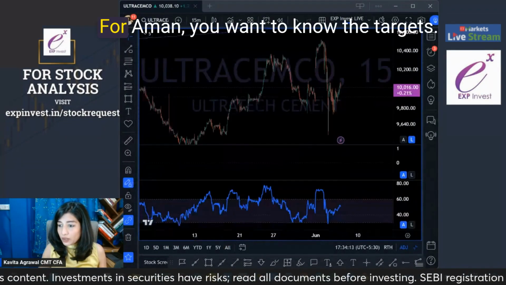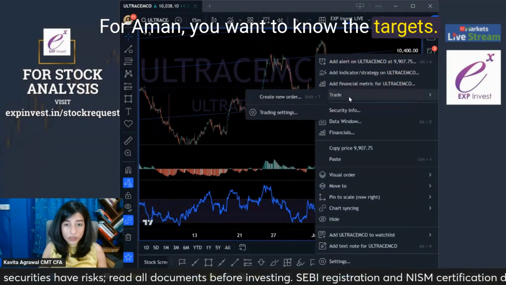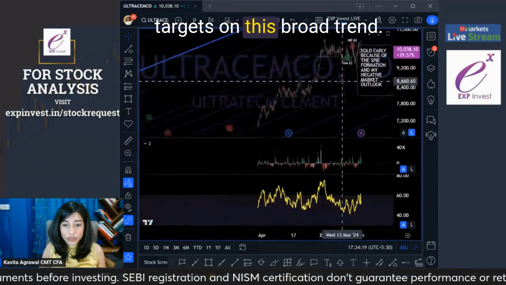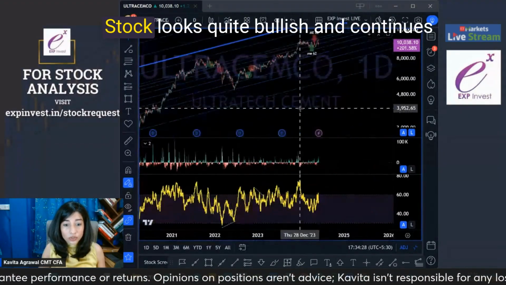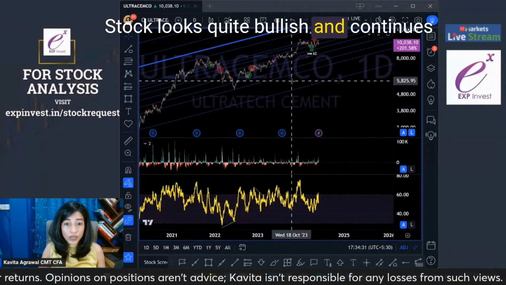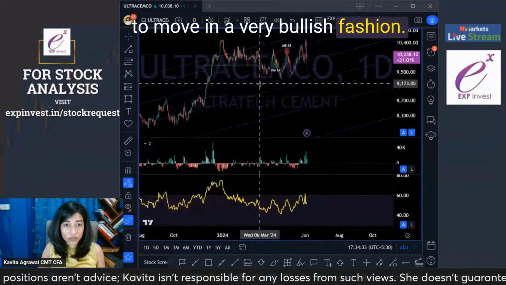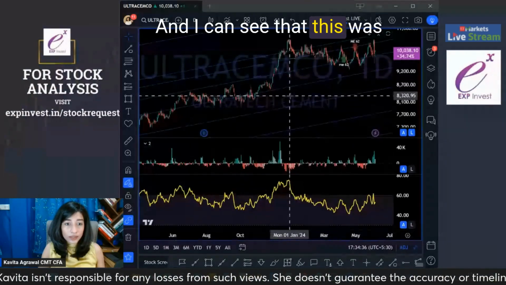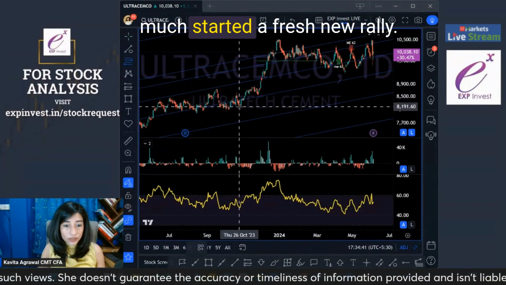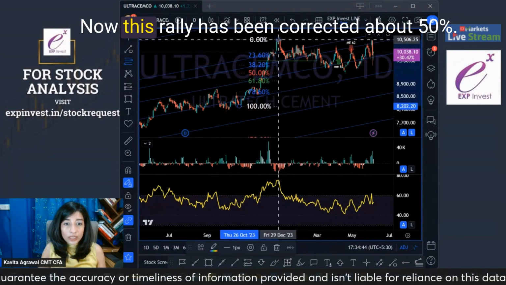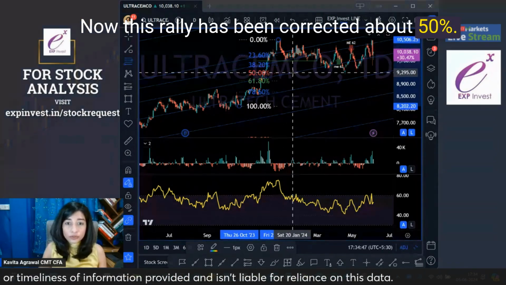Ultra Cement. For Aman, you want to know the targets. Let's try to give you the targets on this. From a very broad trend perspective, this stock looks quite bullish and continues to move in a very bullish fashion. And I can see that it took a nice little consolidation, and from here it has pretty much started a fresh new rally. Now, this rally has been corrected about 50%.